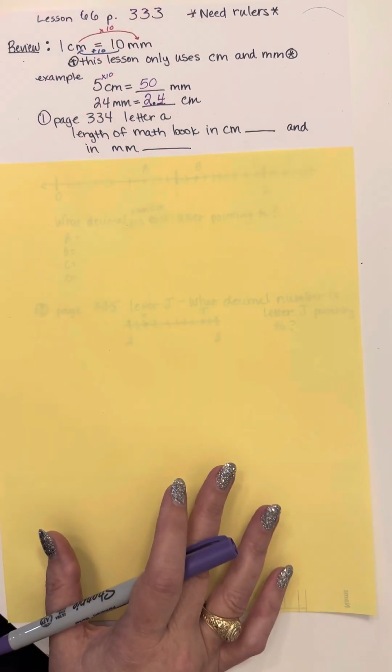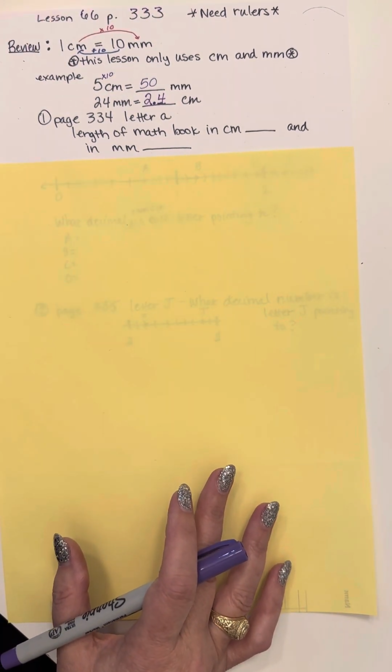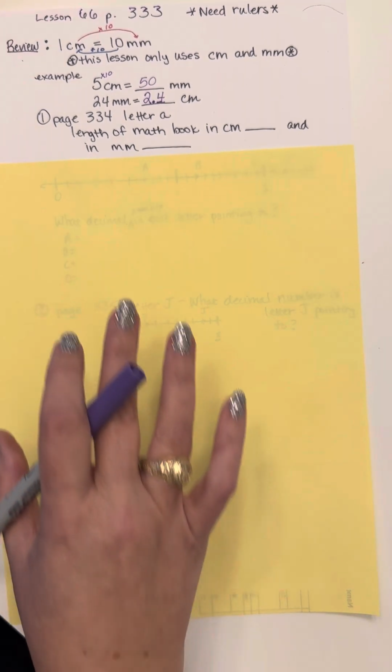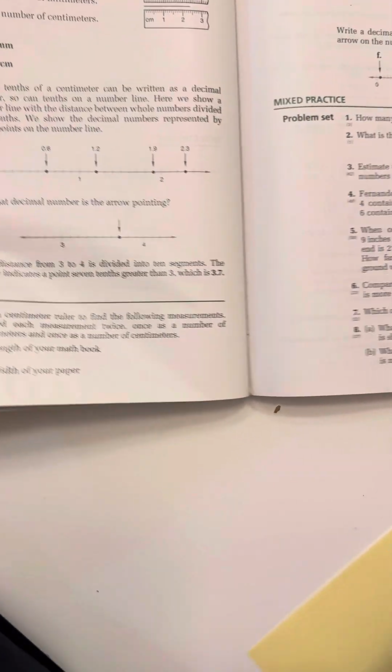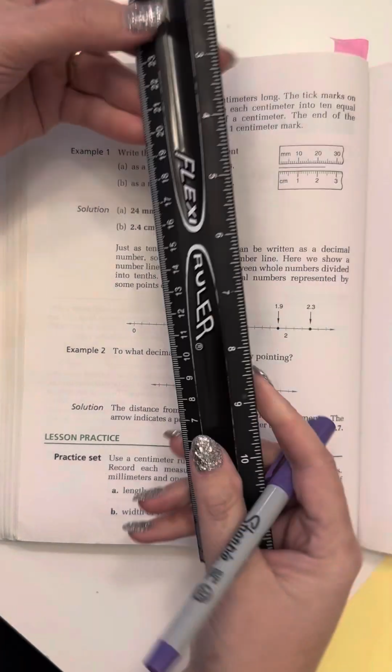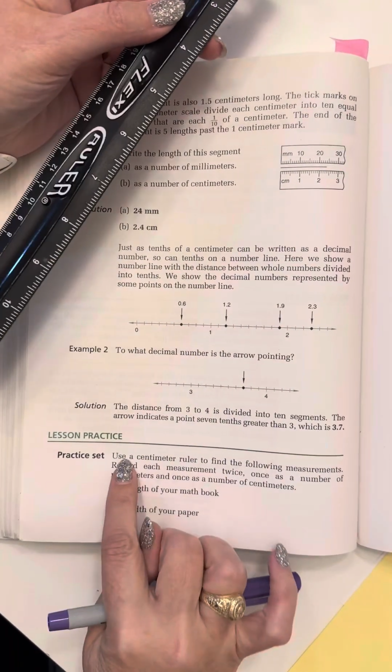In your math book, it asks you on page 334, letter A, to find the length of your math book in centimeters and millimeters. All right, I'm gonna bring my math book back on the screen. You're going to need your ruler for this one. Now I want you to look at the instructions.